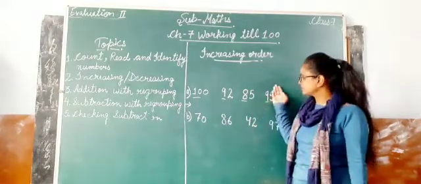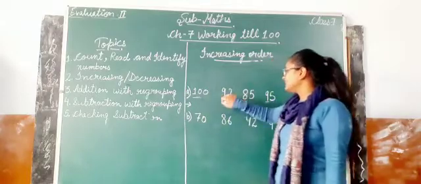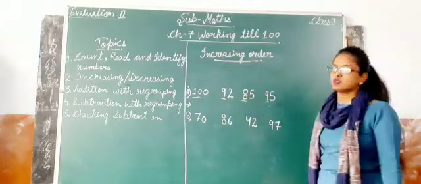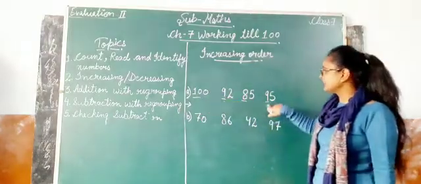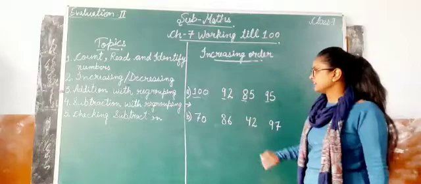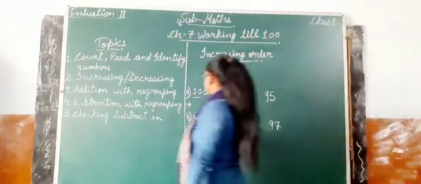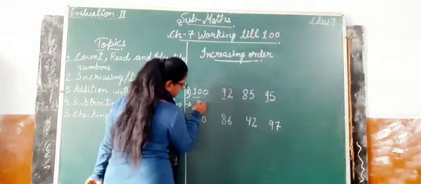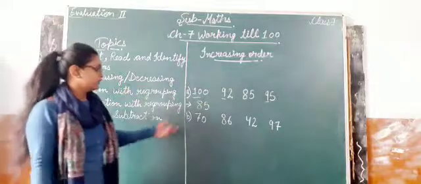We can leave the ones place and look at the numbers that are left over. Now, 10, 9, 8, 9, which is the smallest number out of them? 8. So, which number would be the smallest number? 85. So, now that we have written 85, let's move forward.